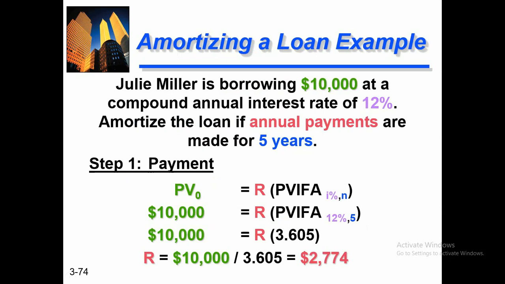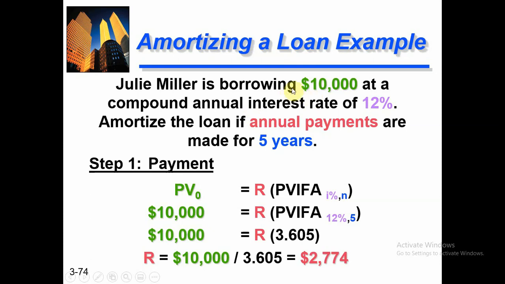Here is a simple example to illustrate this concept. Julie Miller is borrowing $10,000 at a compound annual interest rate of 12%. Amortize the loan if annual payments are made for 5 years. So here is some information.